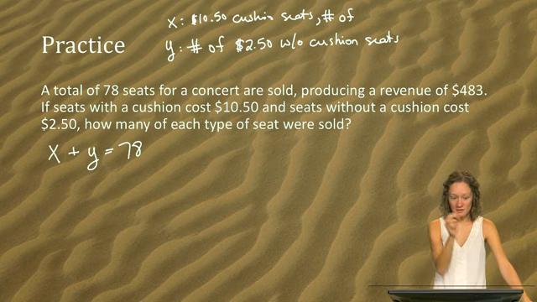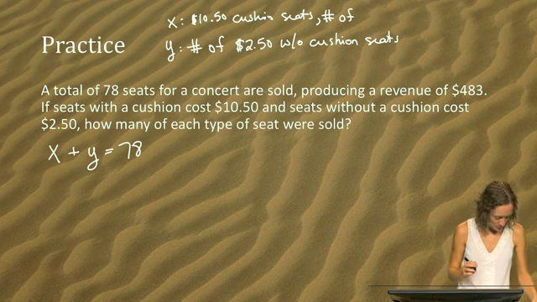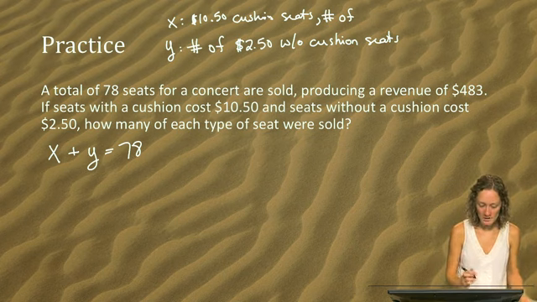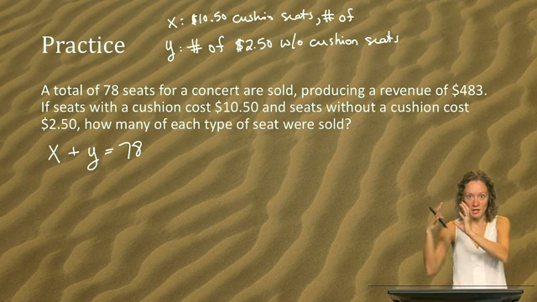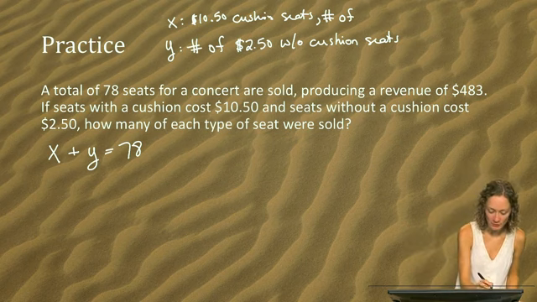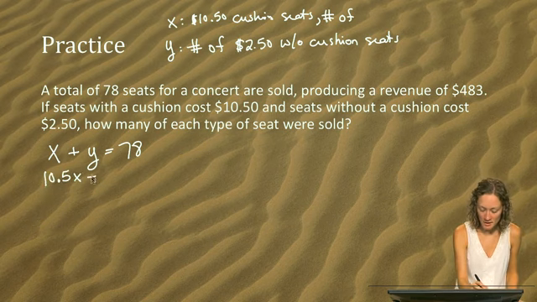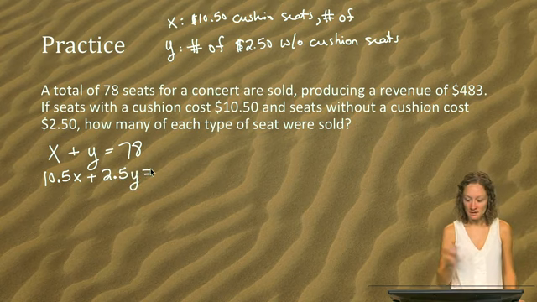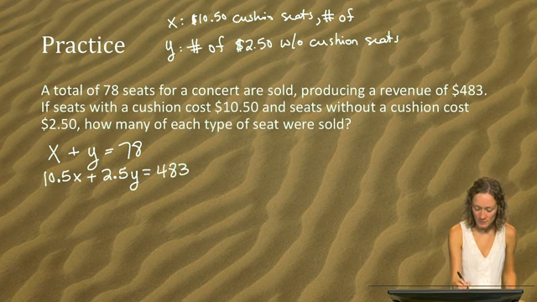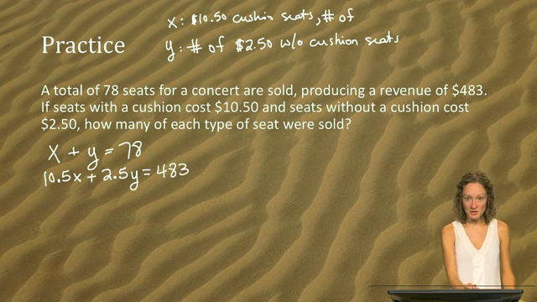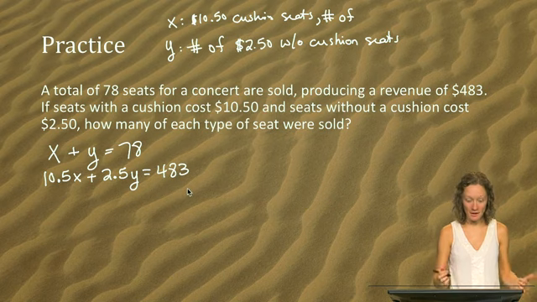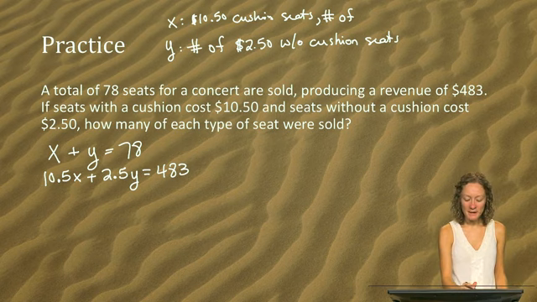We know individual costs, so we can set it up the same way, sort of like the second one, but now we know the cost. The cost times the number of seats plus cost times number of seats gives you the total revenue. So we have 10.5 times the number of cushion seats plus 2.5 times the number of without cushion seats, giving you a total of $483. So the first equation is only about number of seats. The second one includes all the dollar amounts added in. Now, your choice which method. This one's probably set up more nicely for elimination, but I don't really want to multiply in decimals.